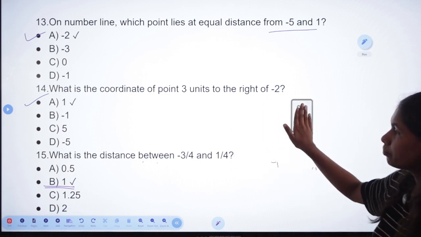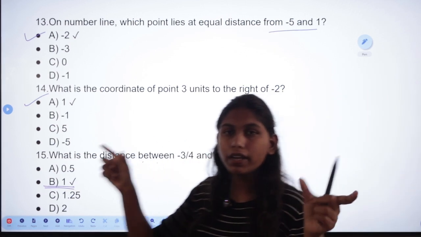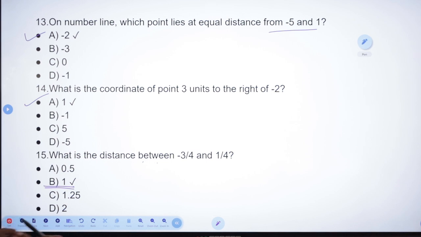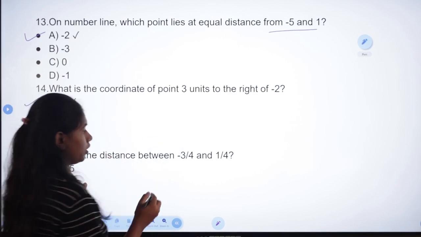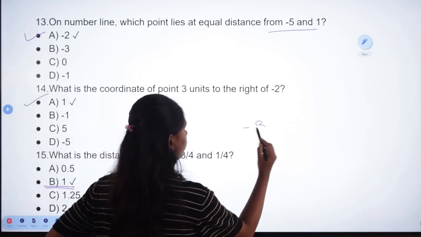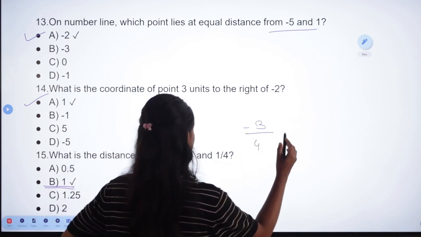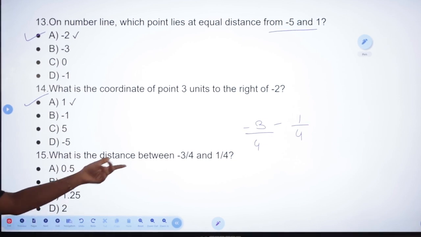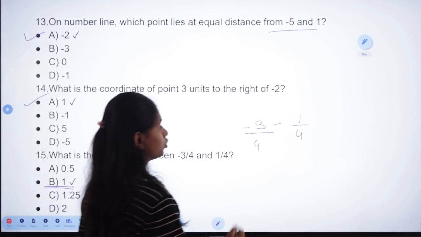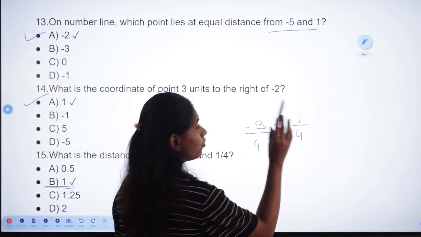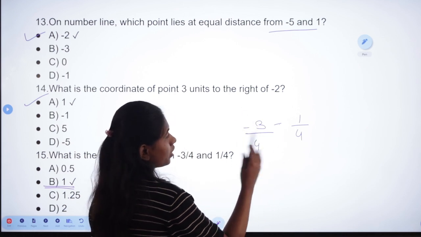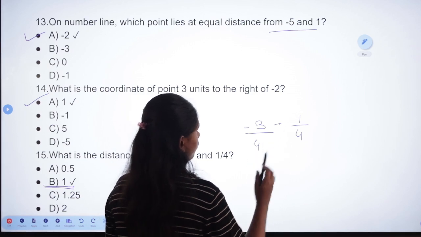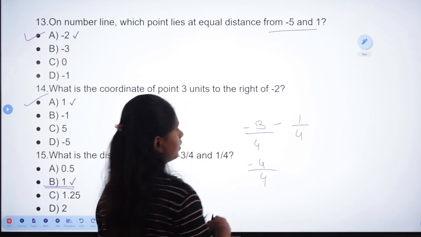So what is meant by distance? It is meant by difference only. Then you just have to find out the difference between them. The minus 3 by 4 and minus 1 by 4 means we will find out the distance, the difference between them. So here minus minus will be what? Plus.